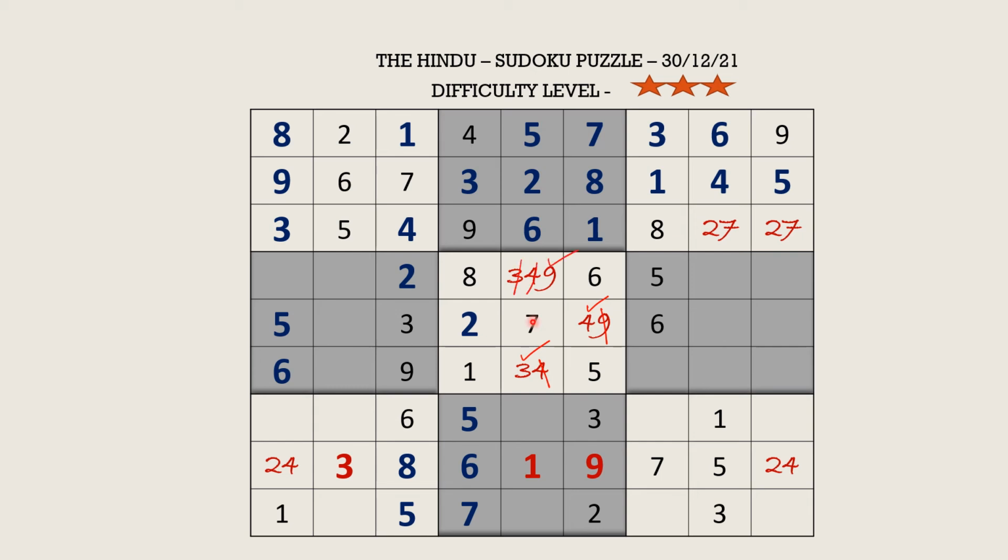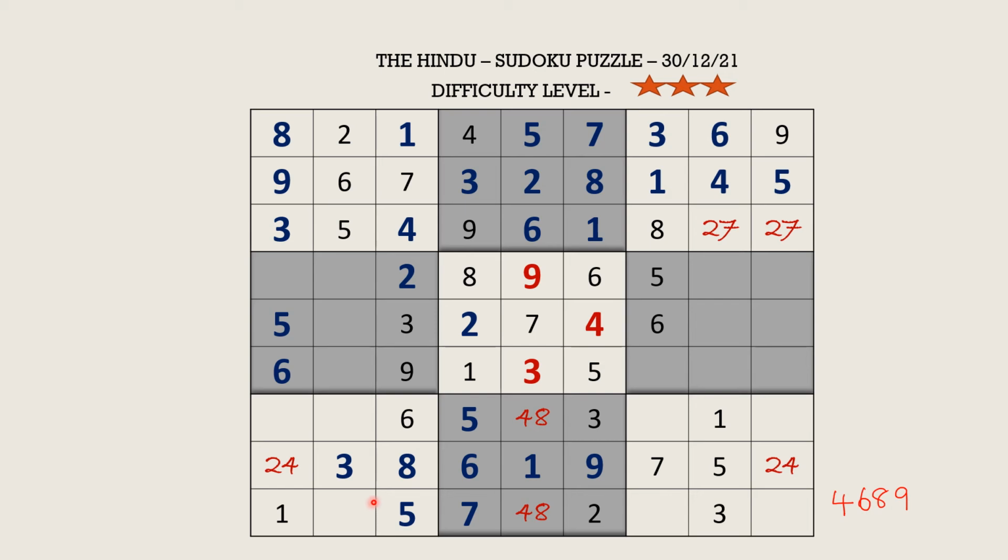Now in this column there are only 2 empty cells. The missing numbers are 4 and 8. So let's fill these 2 cells with the 4, 8 pair. So in this bottommost row there are 4 empty cells. The missing numbers are 4, 6, 8 and 9.